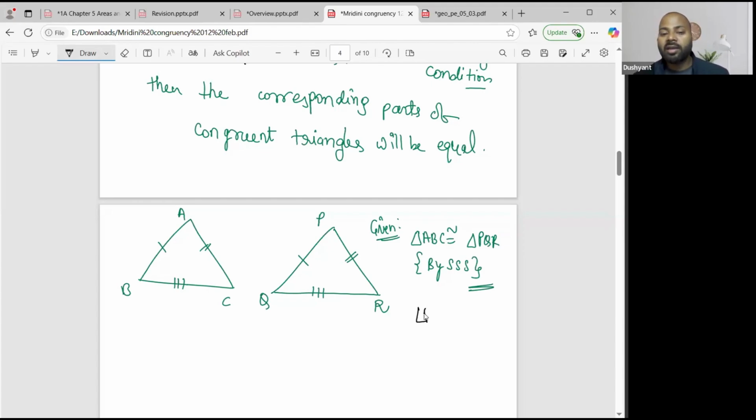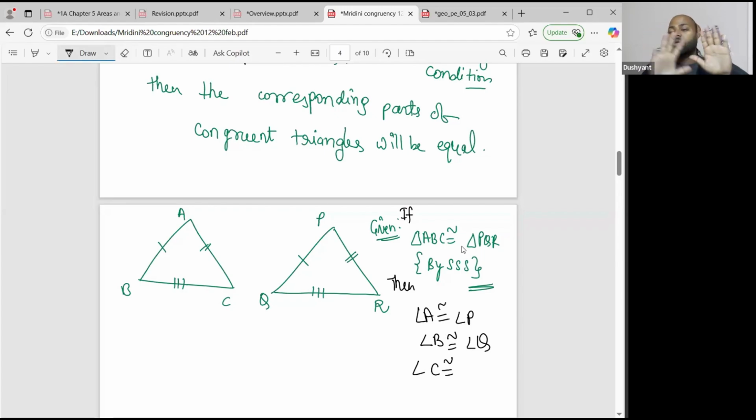So can't I say angle A equals angle P? Angle B must be congruent to angle Q. Now angle C would be congruent to angle R. If two triangles only look congruent, that doesn't mean they are congruent. There might be, let's suppose, a 0.1 centimeter length difference. Can you figure that out just by looking at the figure? Not in an actual congruence.